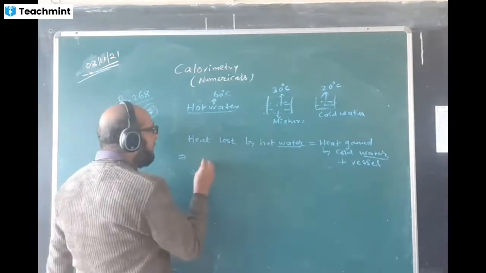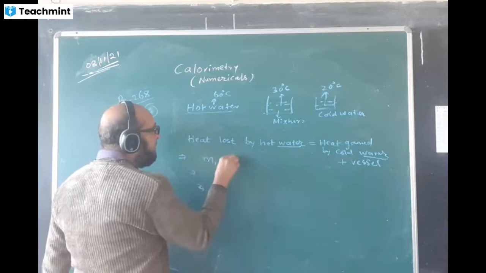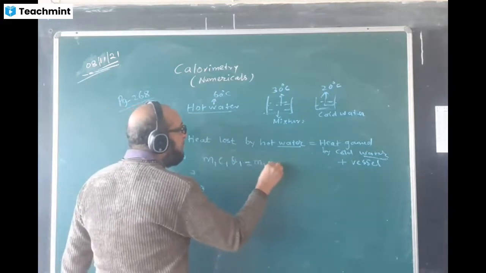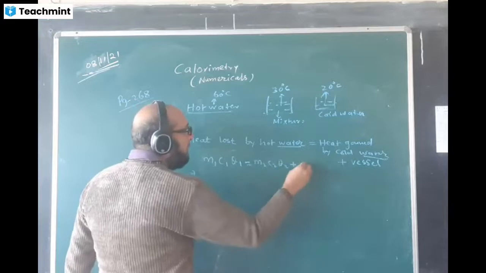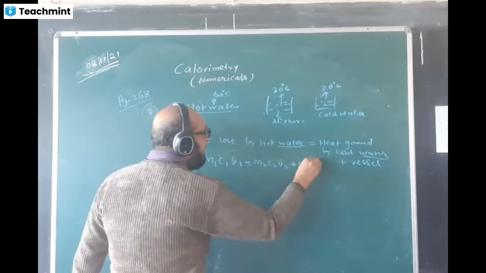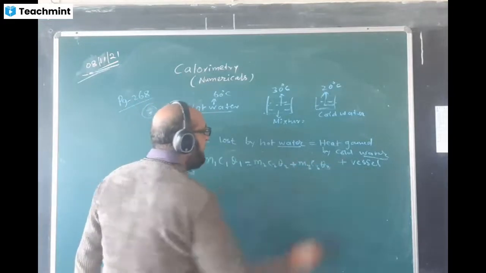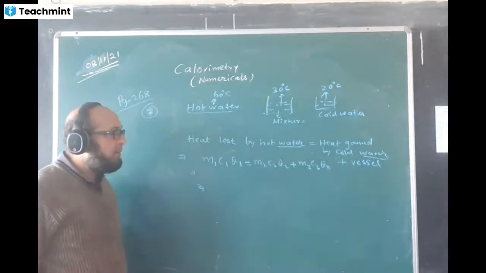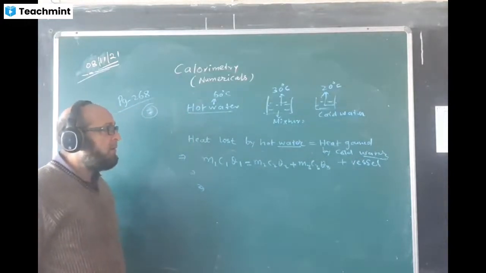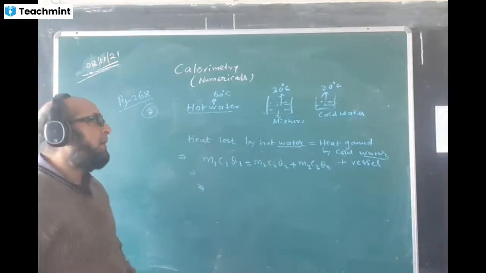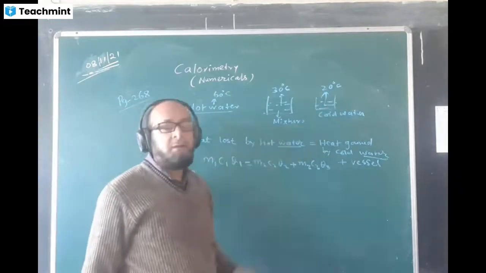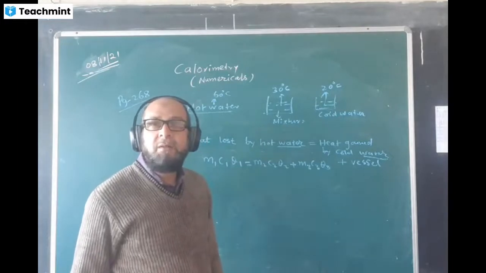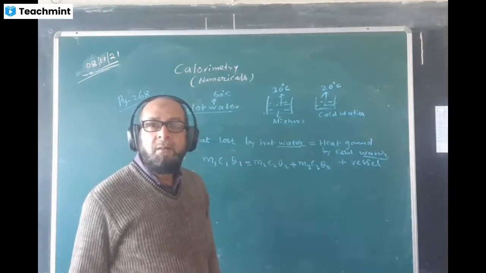Heat lost by hot water, I will write like this: M1, C1, theta 1. Heat gained by cold water, I write M2, C2, theta 2. Vessel, I write M3, C3, theta 2. Why is the vessel plus on the cold water side? Why is it not on the hot water side? This vessel is containing what? Cold water.